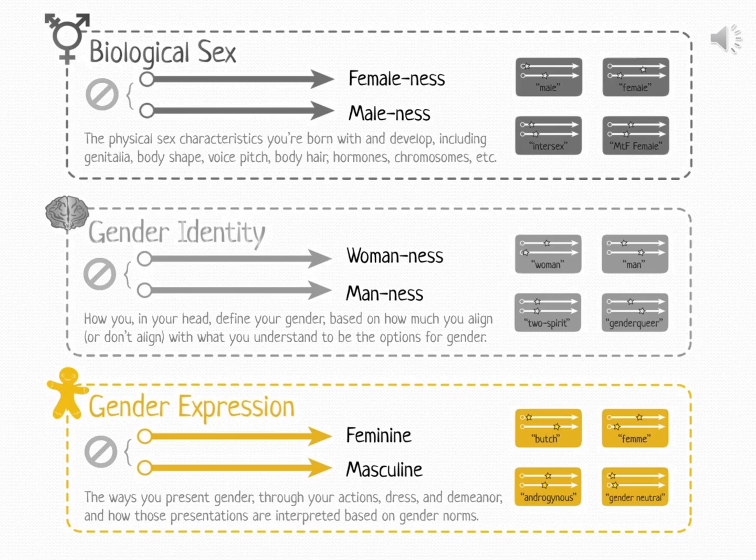Some people are very masculine and a little bit feminine. Some people are very feminine and not at all masculine. Some people are neither masculine nor feminine. Some people are a little bit of both. Every combination is possible. Again, gender expression is not determined by biological sex.